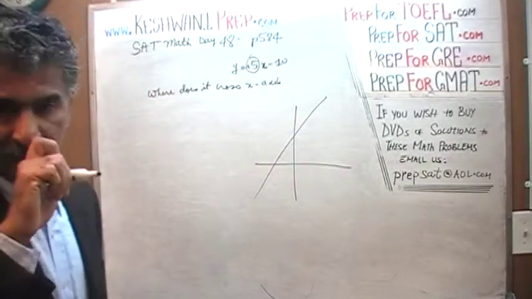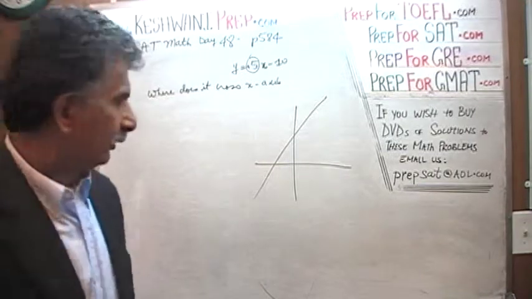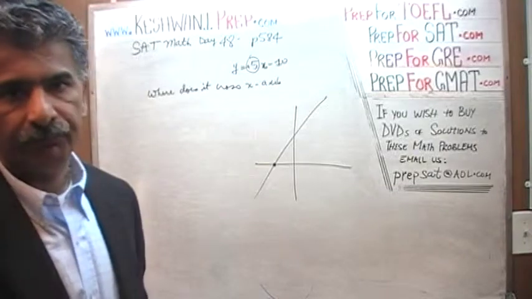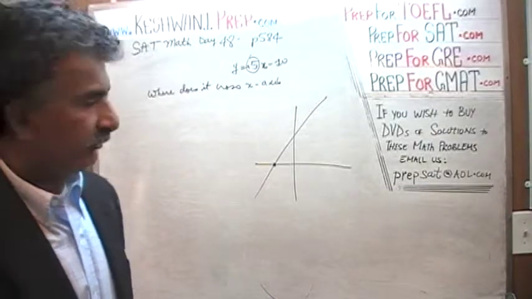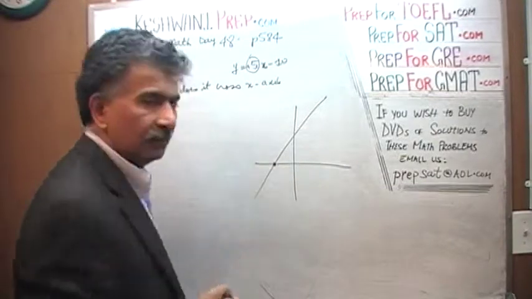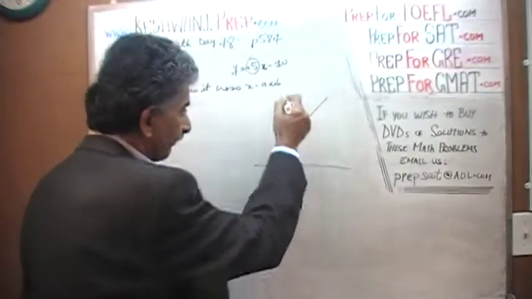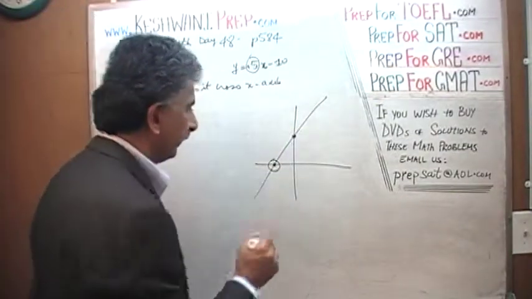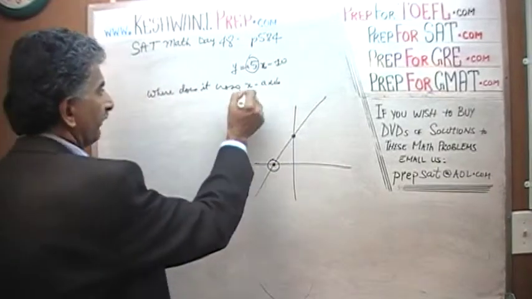What does it mean when the line crosses the x-axis? When the line crosses the x-axis, that's where y is 0. The y coordinate of that point is 0 because it's crossing the x-axis. Similarly, when the line crosses the y-axis, the x coordinate is 0. But we are not interested in that. We are interested in this part. Where does it cross the x-axis?